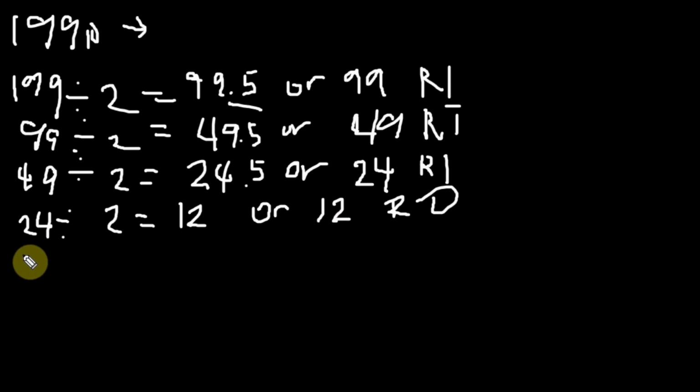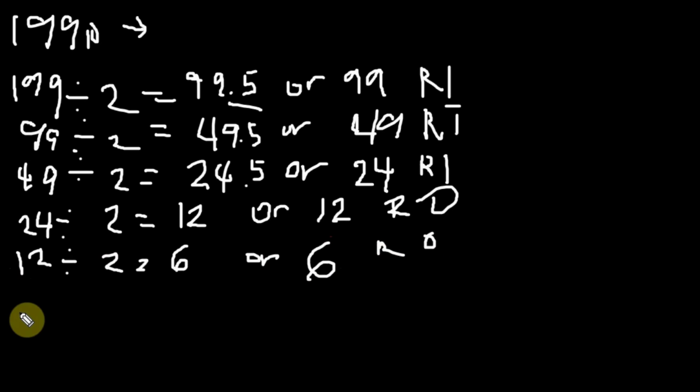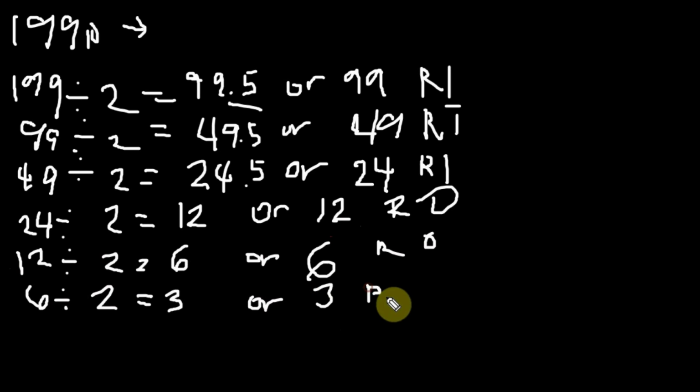And then 12 divided by 2 is equal to 6, or 6 remainder 0. 6 divided by 2 is equal to 3, or 3 remainder 0.